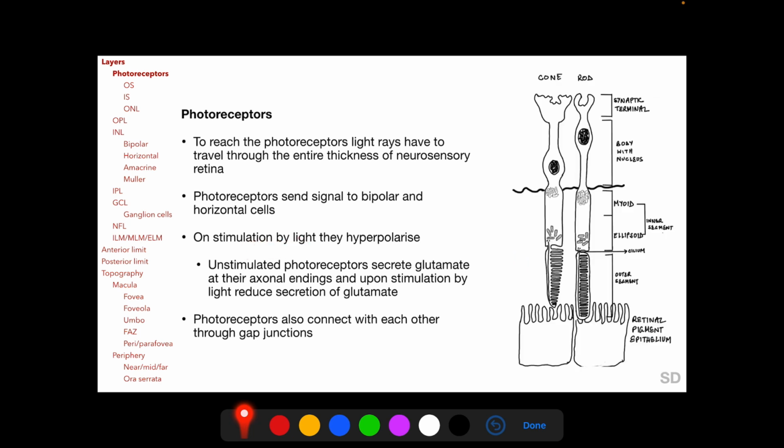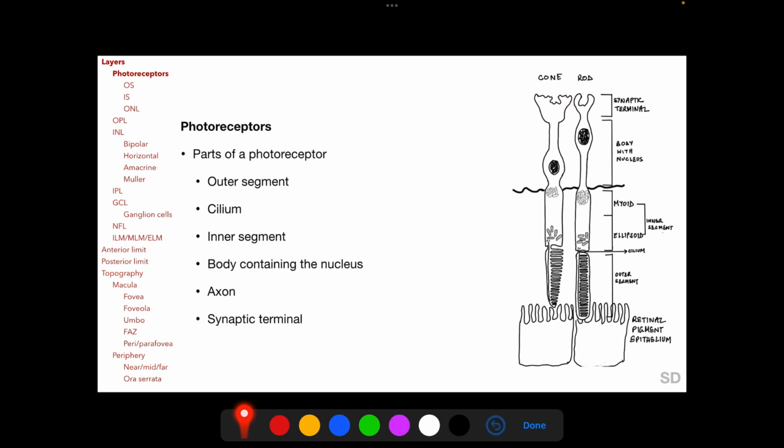On stimulation by light, photoreceptors actually hyperpolarize, that is, they become electrochemically inactive, and this is very important to remember. Unstimulated photoreceptors secrete glutamate at their axonal endings, and upon stimulation by light, the secretion of glutamate from their axonal endings actually decreases. The parts of a photoreceptor cell are the outer segment, the cilium connecting the outer segment with the inner segment, the body containing the nucleus, the axon, and the synaptic terminal.